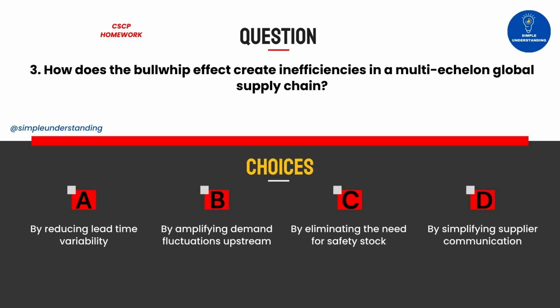3. How does the bullwhip effect create inefficiencies in a multi-echelon global supply chain? A. By reducing lead time variability. B. By amplifying demand fluctuations upstream. C. By eliminating the need for safety stock. D. By simplifying supplier communication.